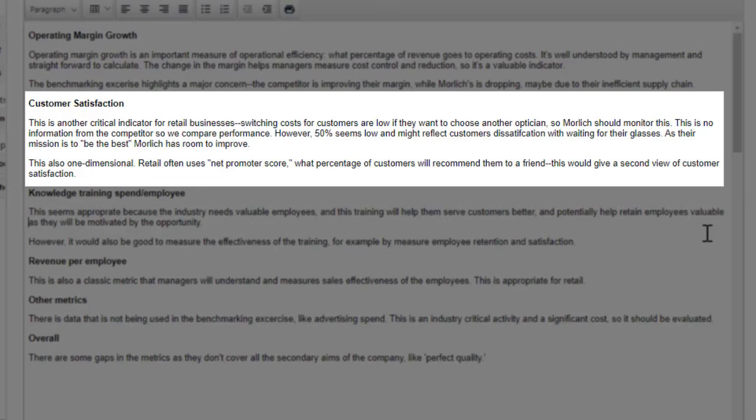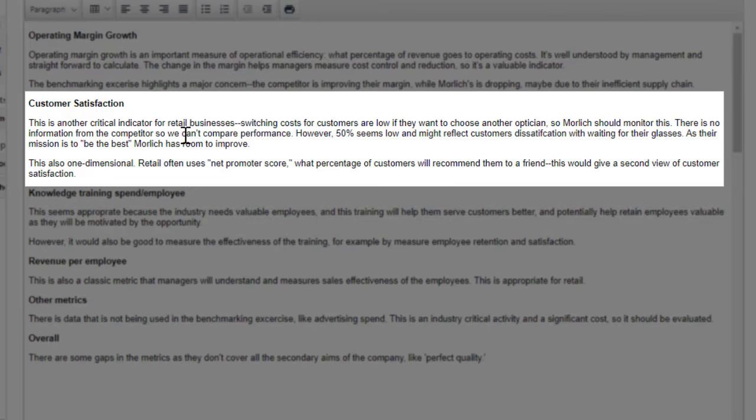Now I'm expressing some business acumen. I'm making a nice point. I'm linking to other areas in the syllabus. Switching costs, that comes from the 5 forces model, which we use to evaluate an industry.